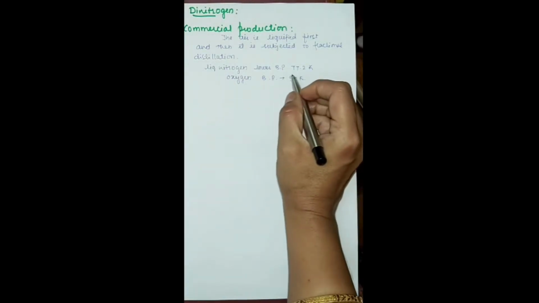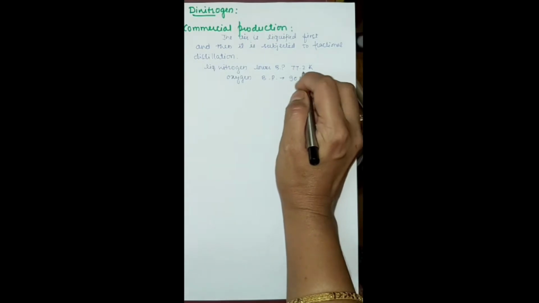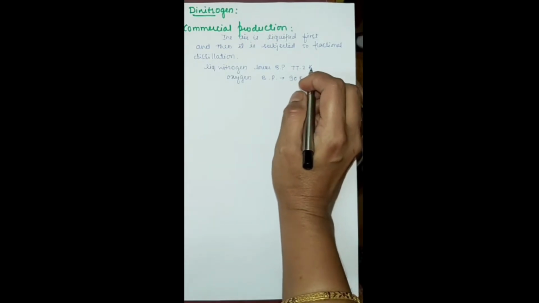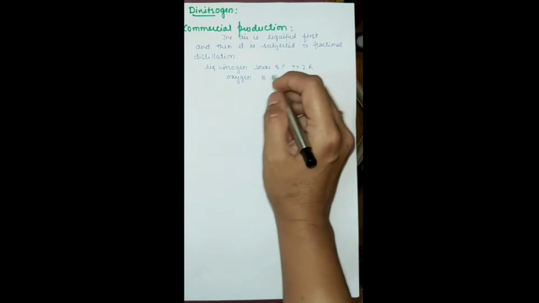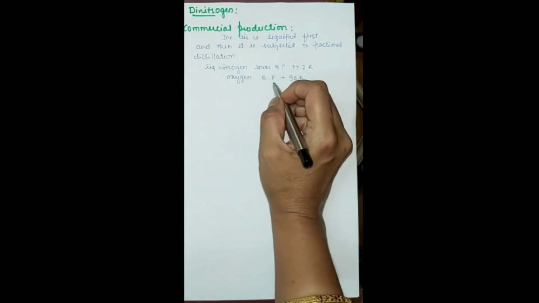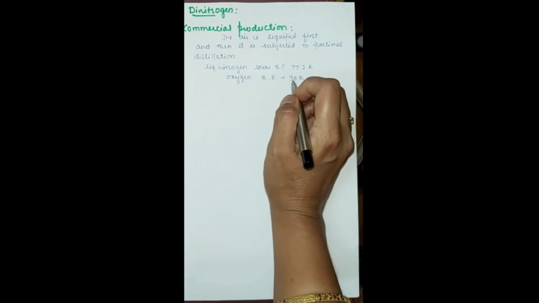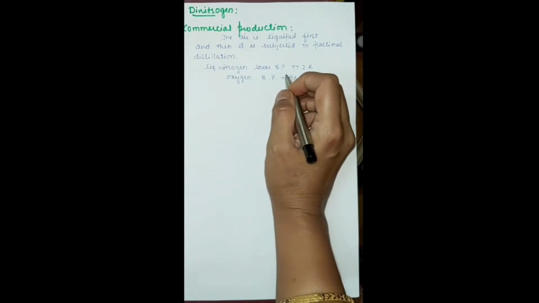First air is liquefied and then it is subjected to fractional distillation. Liquid nitrogen, which has a lower boiling point of around 77.2 Kelvin, distills out first, leaving behind oxygen. Oxygen's boiling point is 90 Kelvin. So we get nitrogen first on a large scale.